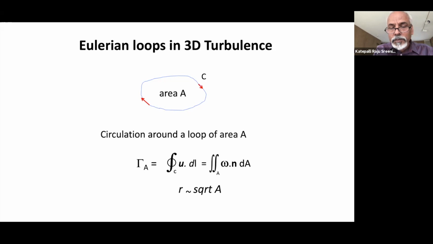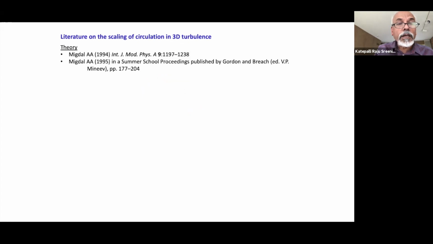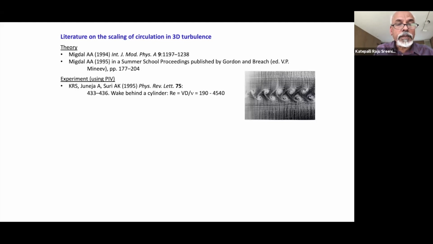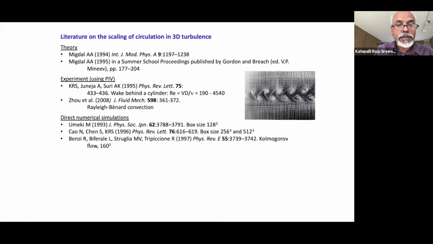Now r could be square root of A if A is a circle or a square, but it could be something different with a prefactor that is different for different types of loops. Now, the literature on this is very small. Sasha Migdal in '94 wrote this paper, '94 and '95. And I was working on wakes at the time. And very soon after, we started making measurements in wakes and also in numerical simulations. And Umeki, who did the work in 1993, was actually inspired by Sasha Migdal.